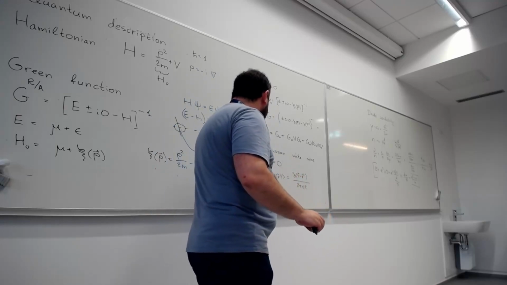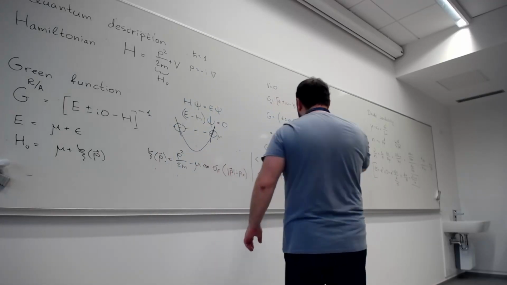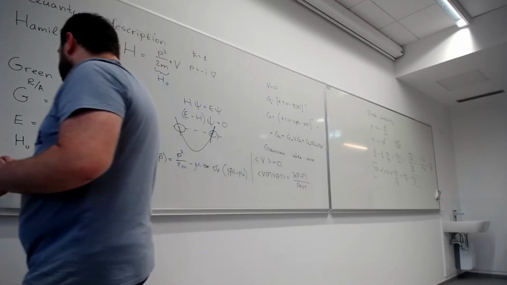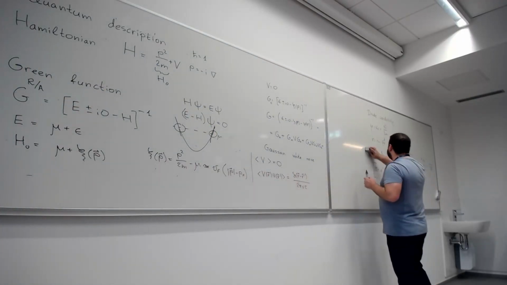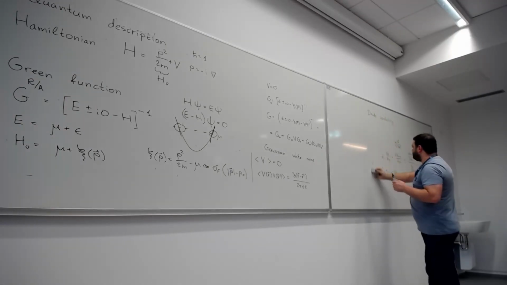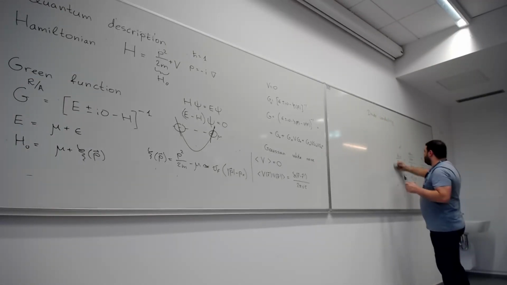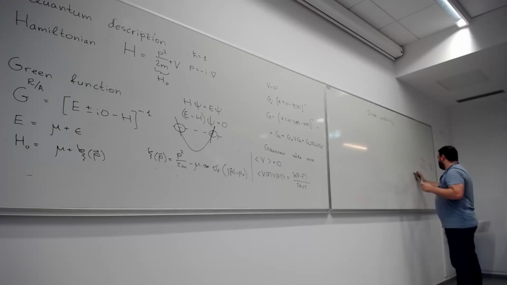So if we have this assumption, we can now compute the Green function, not the exact Green function, but the average Green function. The Green function averaged over many realizations of this object V.